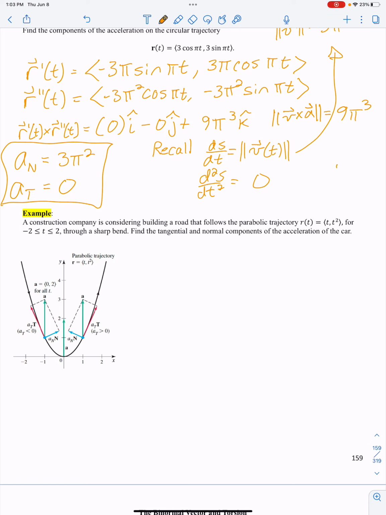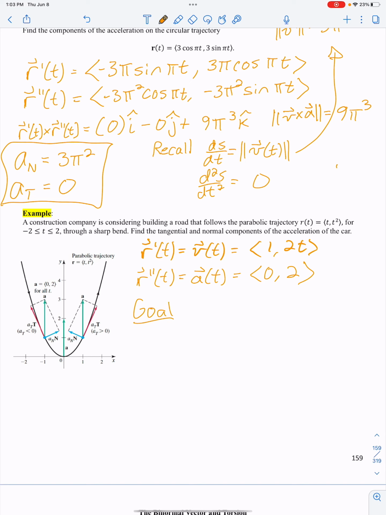Okay, so let's start with finding what we need. Let's go ahead and find our r prime, which is going to be our velocity. Okay, r prime is 1, 2t. We also need our r double prime, which is going to be our acceleration, and we get 0, 2. That's nice. So our goal is to express a in terms of some a n times n plus a t times t.